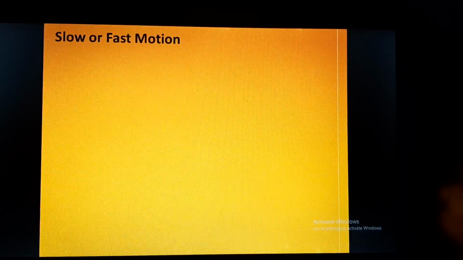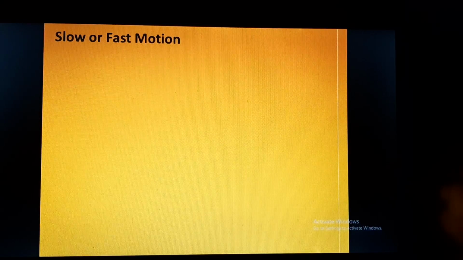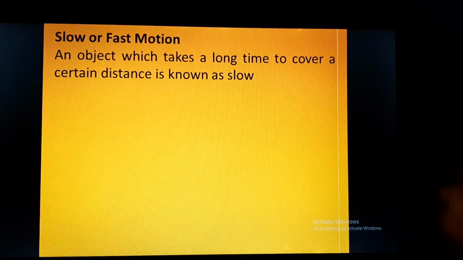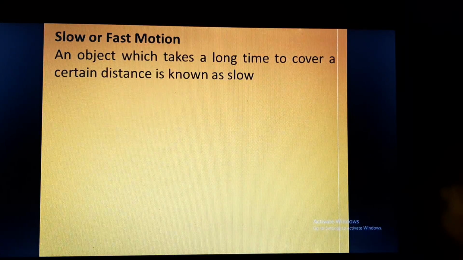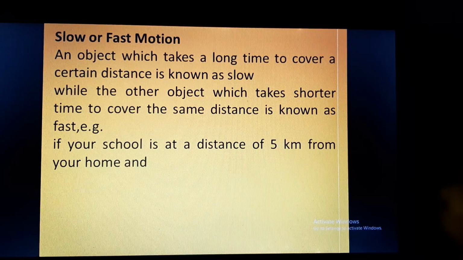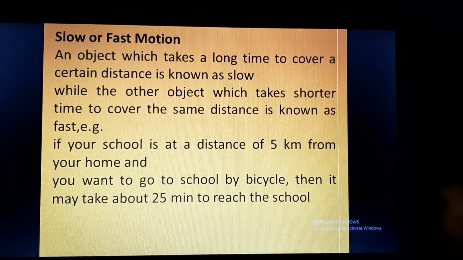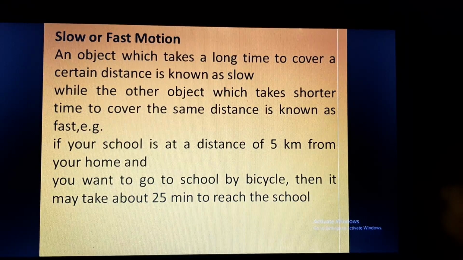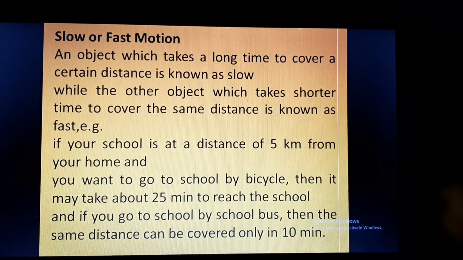Now, motion can either be slow or fast. That means if a body is changing its position with respect to time, it can do it rapidly or slowly. An object which takes a long time to cover a certain distance is known as slow, and if an object changes position in a small time it is known as fast. For example, if your school is at a distance of 5 kilometers from your home and you go to school by bicycle, it may take about 25 minutes. But if you go by school bus, the same distance can be covered in only 10 minutes. So you will say that the bicycle is slow and the bus is fast.